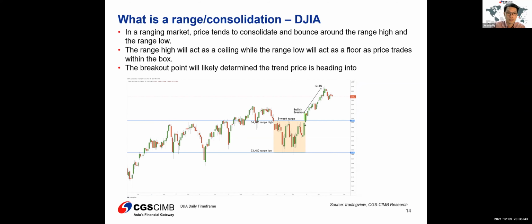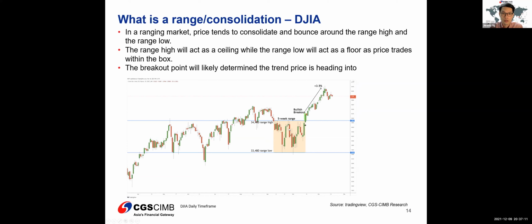Similarly, also on the daily time frame chart, you can see this is a more recent example for the Dow Jones Industrial Average throughout the period of September as well as October. The market movement was pretty much muted here for the Dow. What happened was that the Dow pretty much traded within a box, bouncing back and forth within this range. In this case, you can see the floor was around 33,480 points, and the ceiling was around 34,900 points.